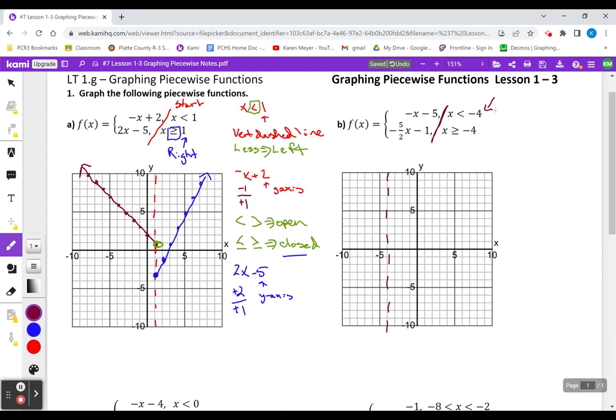It says less, and less is to the left. Okay, so when I go to graph -x minus 5, remember, -5 goes on the y-axis. And then my slope would be -1 over +1. Remember to only use the negative one time. So I'm going to go down 1, right 1.